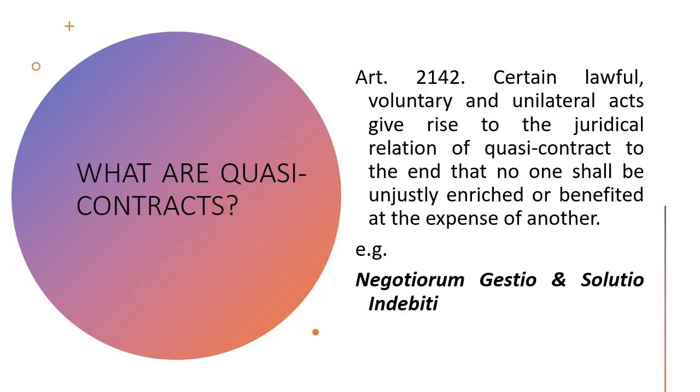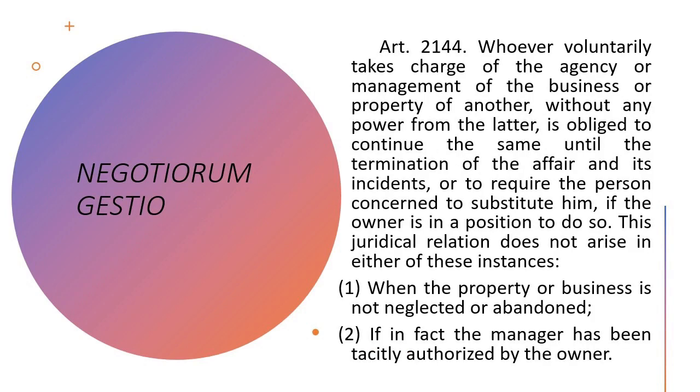Now, what are quasi-contracts? Under Article 2142, certain lawful, voluntary, and unilateral acts give rise to the juridical relation of quasi-contract, to the end that no one shall be unjustly enriched or benefited at the expense of another. An example of a quasi-contract is negotiorum gestio under Article 2144.